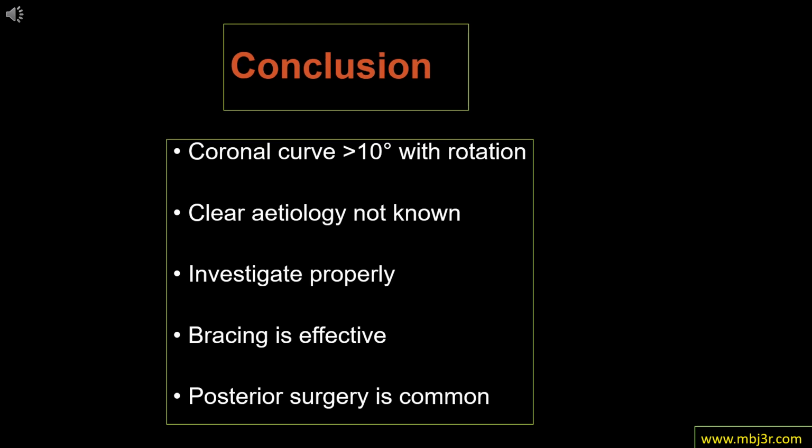Coming to the conclusion, scoliosis is defined if there is a curve more than 10 degrees with rotation. The etiology is not clear or not known. You have to investigate the patient properly to rule out any congenital abnormalities in the spinal cord. Bracing is quite effective in indicated cases. Posterior surgery is common and you have to counsel the patient before surgery about the complications.